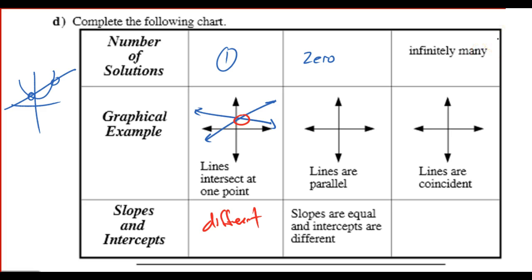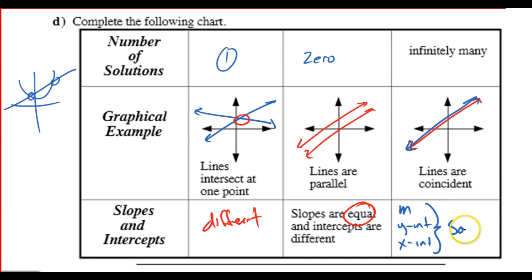So for zero solutions, the lines must be parallel. In other words, we're going to have something like that. Parallel lines which never touch, their slopes are equal, and their intercepts are different. For infinitely many solutions, the 2 lines have to be on top of each other, and again, every solution works, right? They share all the coordinates, which means their slopes and their y-intercepts and x-intercepts are the same. So both slope m and y-int and x-int are the same.